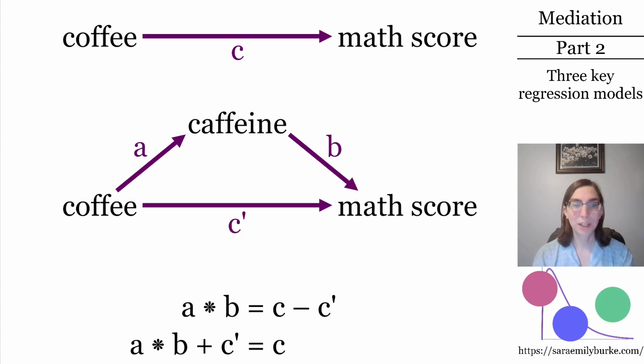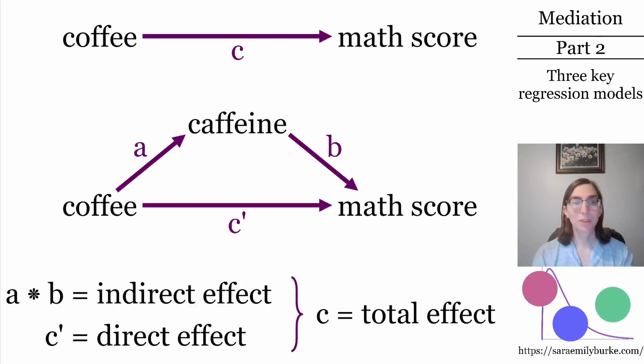I already said that a times b is the indirect effect. So this equation means that the total effect can be broken down into the indirect effect plus the direct effect. Again, the total effect can be broken down into the indirect effect plus the direct effect.